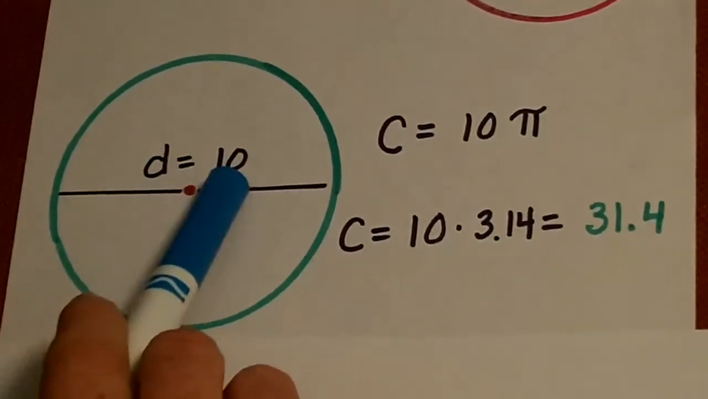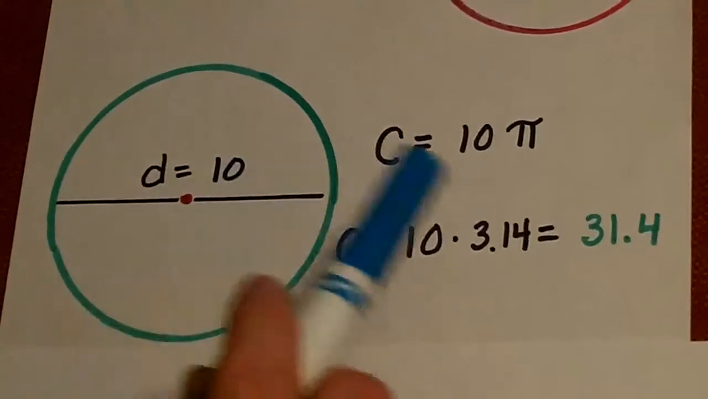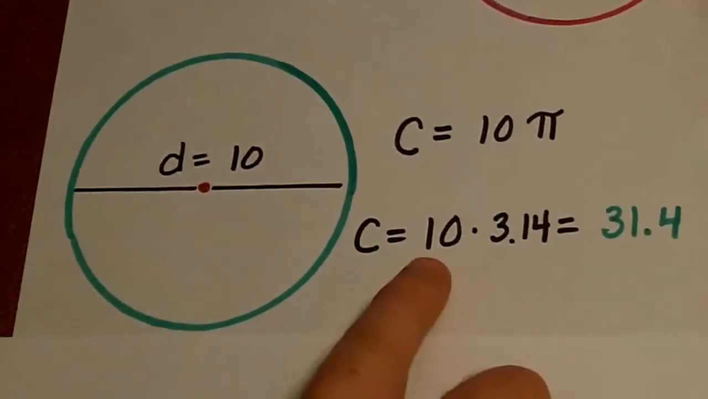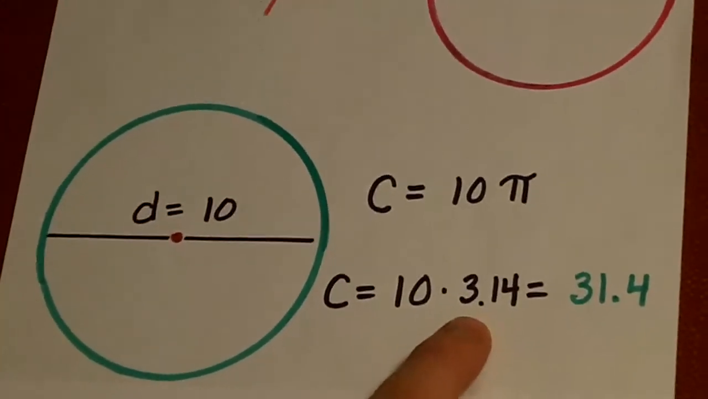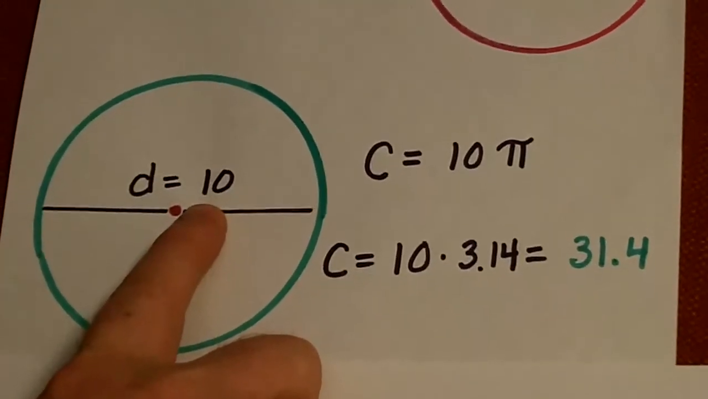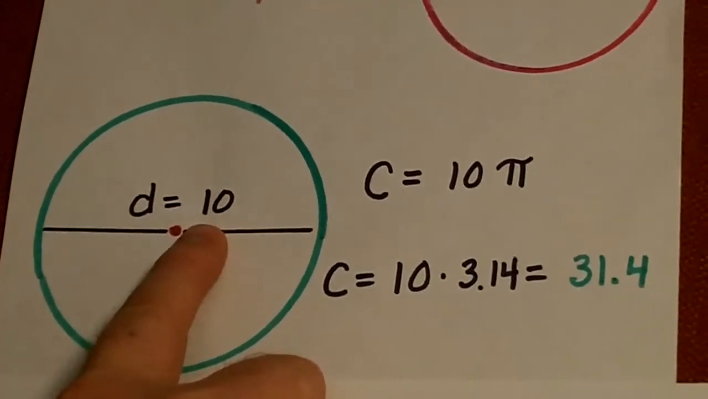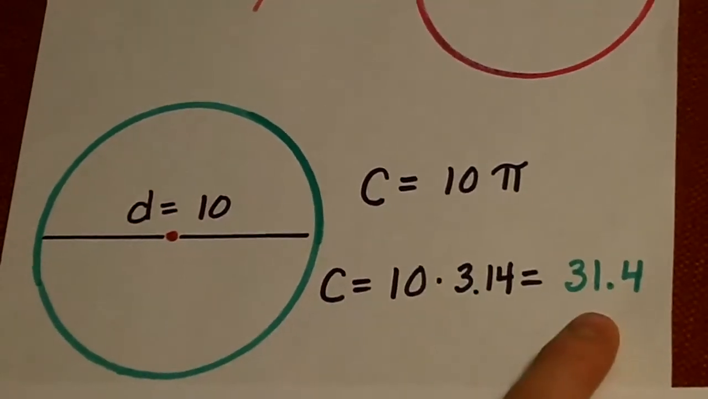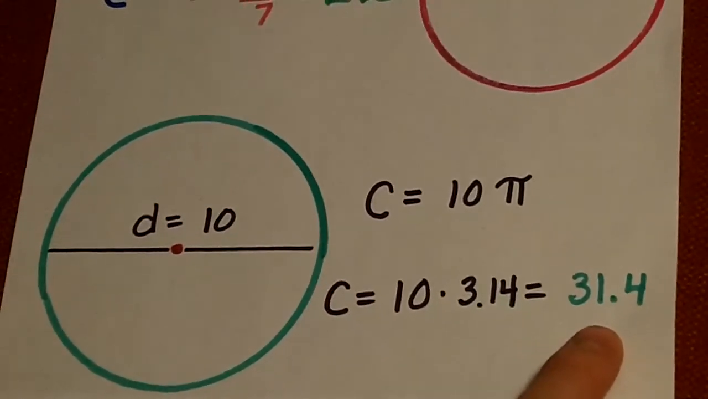Now let's go down to the bottom one here. When the diameter is 10, we will multiply 10 times decimal pi to get 31.4. Well, what's 10 times 3? 30. What's a little over 30? 31.4. Now those have been easy so far.